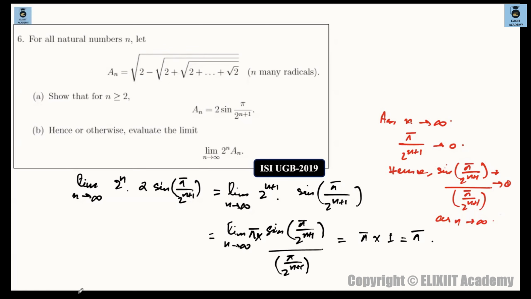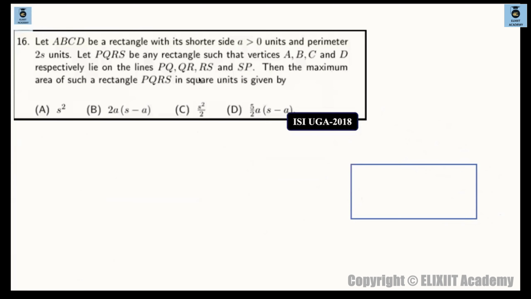Let's go to the next question. Come down to UGA 2018, next. What is the question saying? Let ABCD be a rectangle with its shorter side a more than 0 units, a units, and perimeter 2s units. Let PQRS be any rectangle such that vertices ABCD respectively lie on the lines PQ, QR, RS and SP. You have to find the maximum area of such rectangle PQRS.